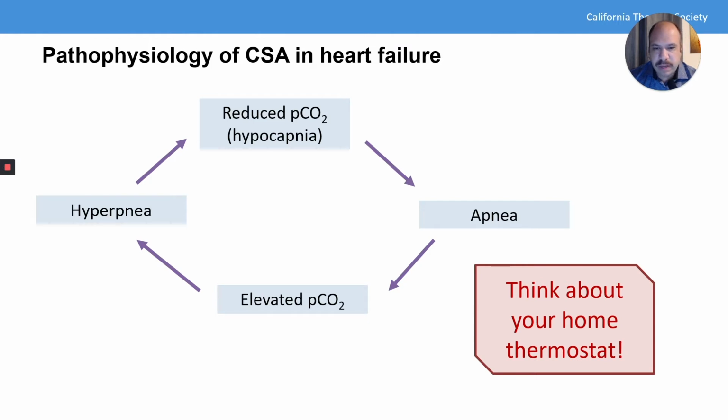If you have a very sensitive thermostat where a mild reduction relative to the set point, if the set point is 72 degrees and your temperature is 71.9 degrees and your furnace kicks in, then that's sort of analogous to having an apneic threshold that's very close to eucapnia here. So that can be one way that you have an analogy there.